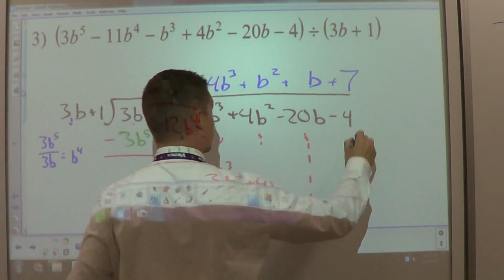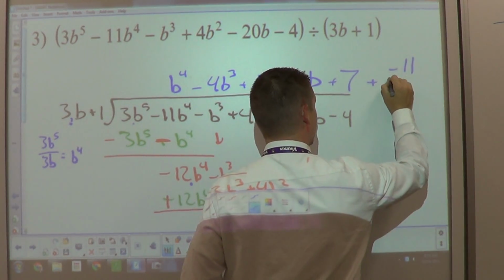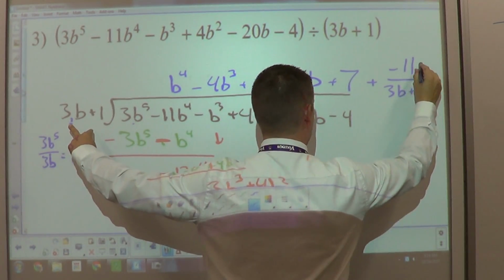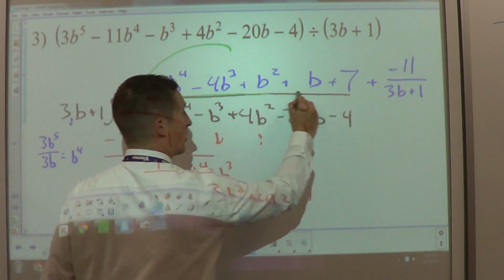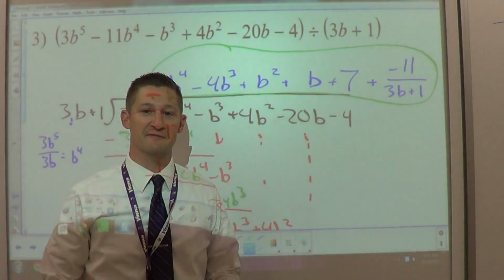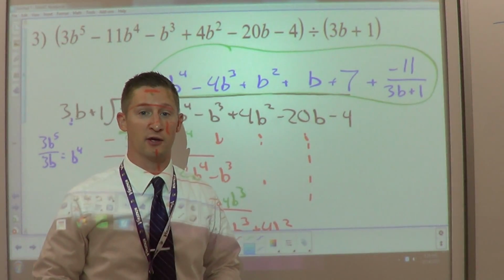Now when I write the remainder, I'm going to add in another term. I'm going to add in negative 11 over my divisor. So I write my remainder as a fraction of the divisor. And here, after a whole lot of work, is my final answer. The quotient I get when dividing a couple of polynomials. So good luck as you practice this on your worksheet.